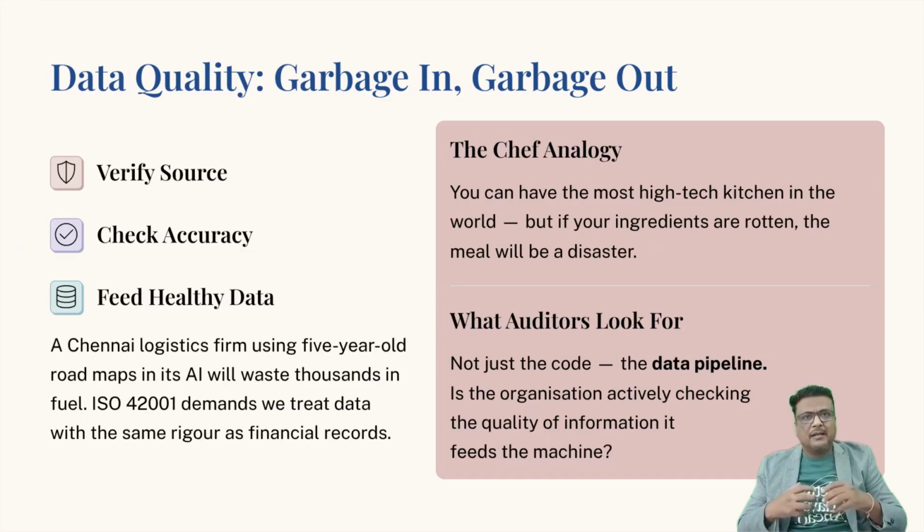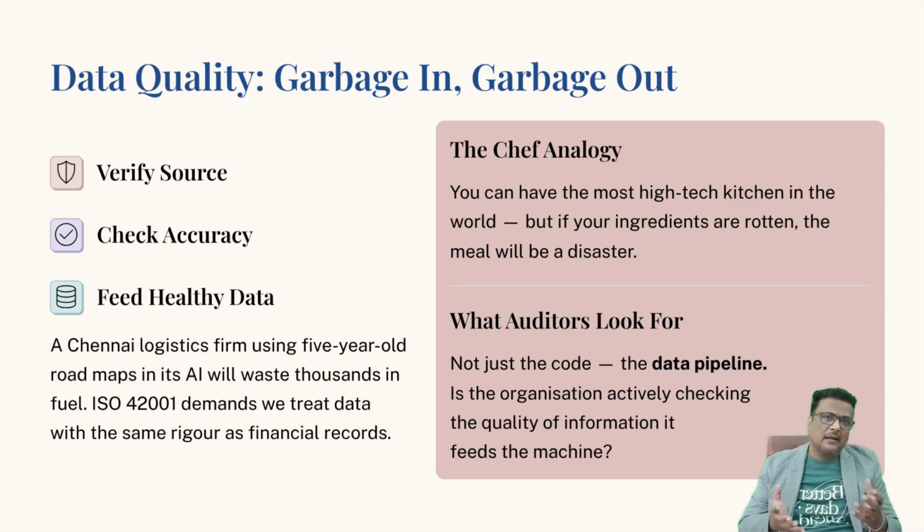A logistics company in Chennai uses an AI system to calculate fuel efficiency for its delivery trucks. If the data feeding that system is outdated, for example, if it uses roadmaps from 5 years ago that don't include new flyovers or construction zones, the AI will provide terrible advice that costs the company thousands in wasted fuel. We call this the garbage in, garbage out problem.